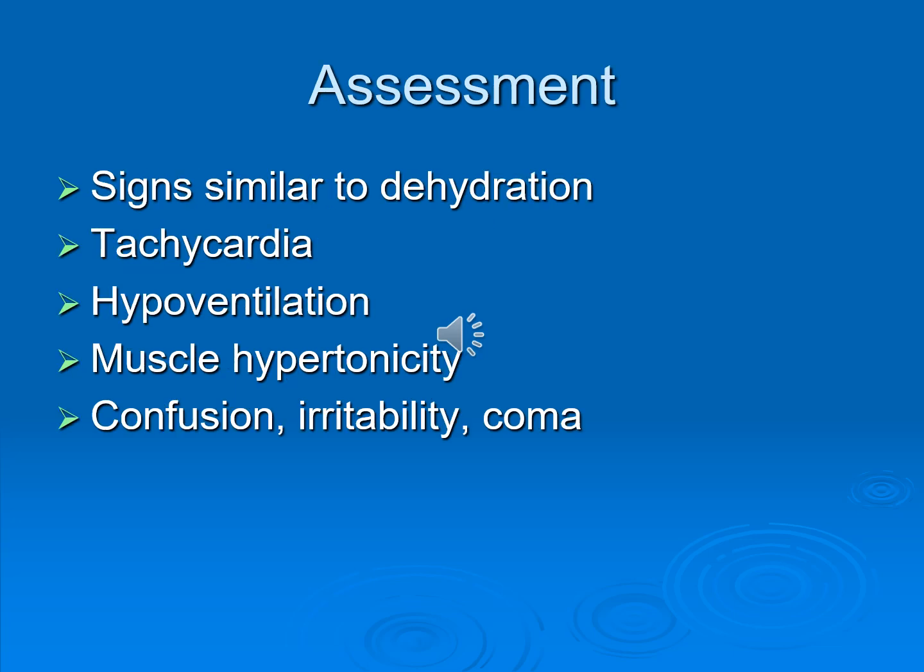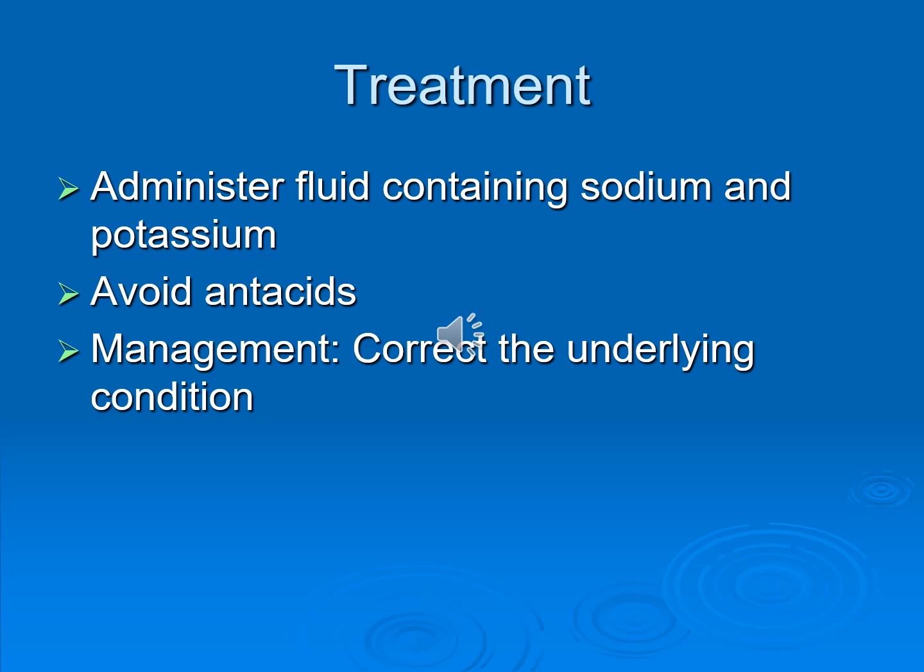When assessing those pediatric patients that have metabolic alkalosis, it's going to be pretty similar to dehydration. You're going to see that tachycardia, hypoventilation, muscle hypertonicity, confusion, irritability, and then coma. Treatment for metabolic alkalosis is going to be administered fluid containing sodium and potassium. Avoid those antacids. And, as far as management goes, you also want to be correcting the underlying condition.